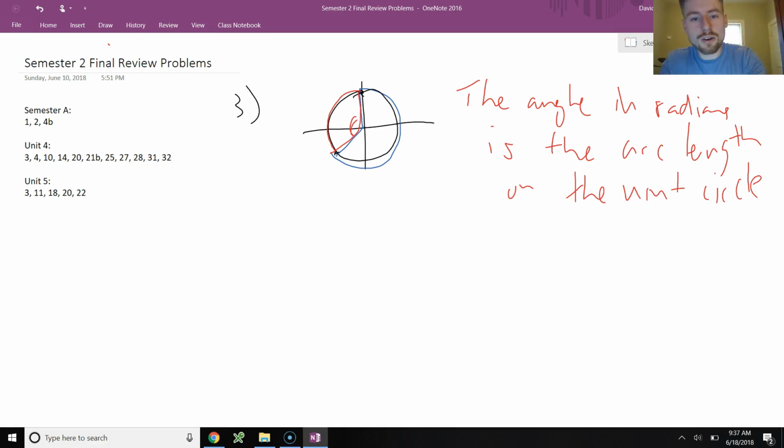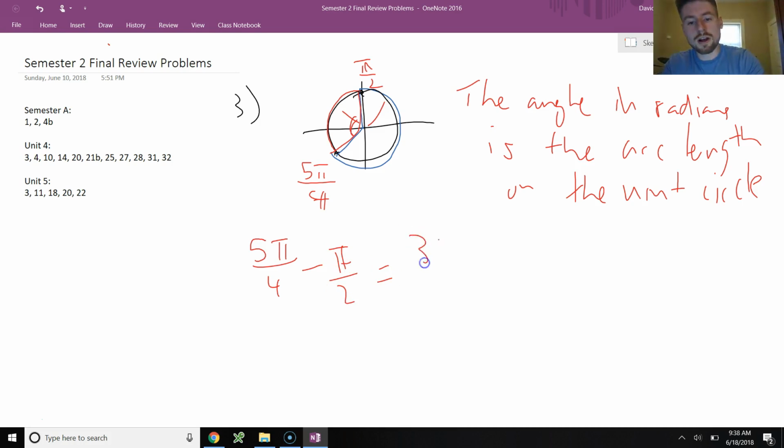So we know this angle up here is pi over 2, and we know this angle down here is 5 pi divided by 4. Remember, if you cut the top into quarters, you can count the quarters of pi. We have 1, 2, 3, 4, 5 quarters of pi, and then we have 2 quarters of pi for the point at (0, 1). And so if I subtract these, 5 pi over 4 minus pi over 2, that's going to get me 3 pi over 4 as this red arc.